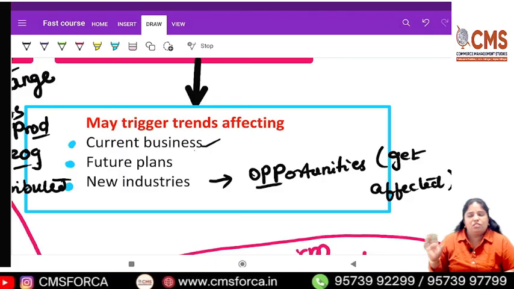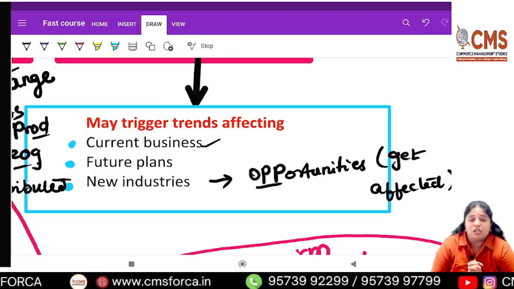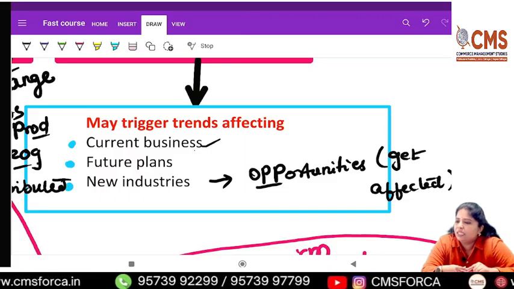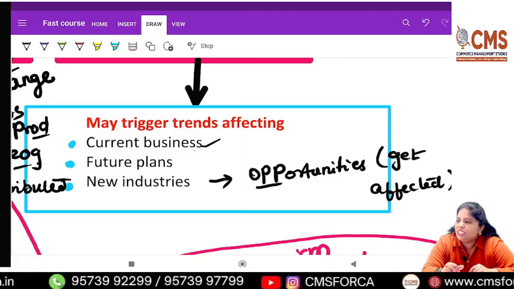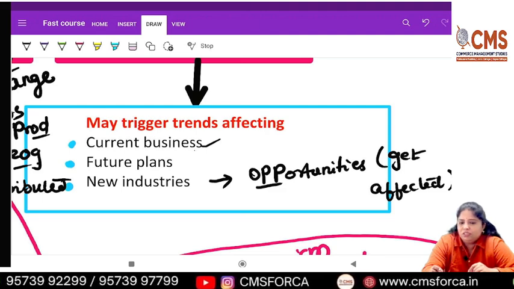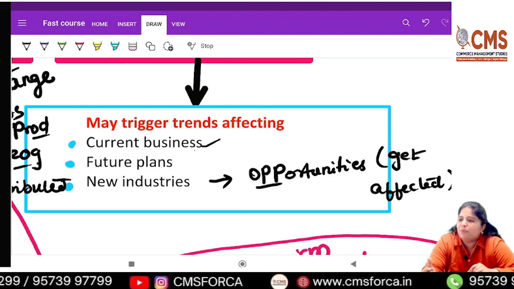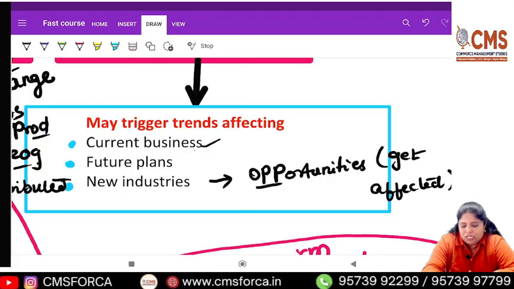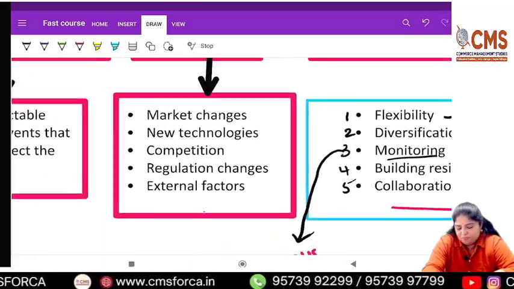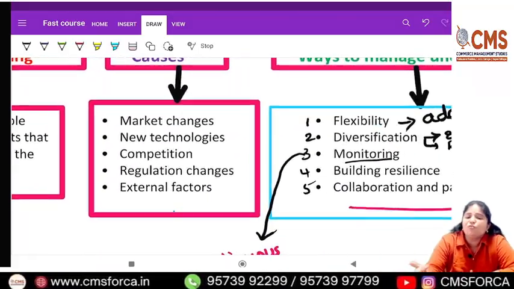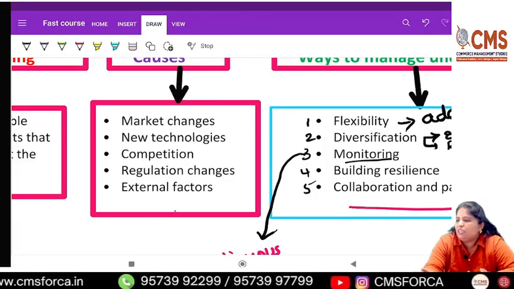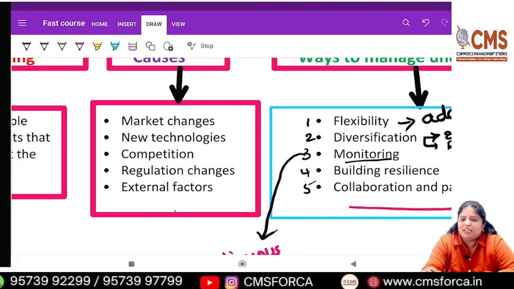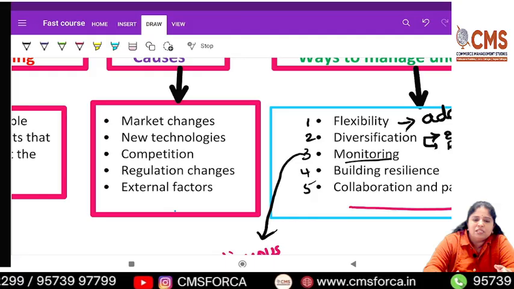So now to conclude, how do we conclude the concept of strategic uncertainty? What is strategic uncertainty? Some unexpected events affect your strategy, because of which your strategy might deviate from the expected plan. Next, what are the causes of uncertainty? Environmental factors, market, customers, competitors, various factors like this could cause uncertainty.